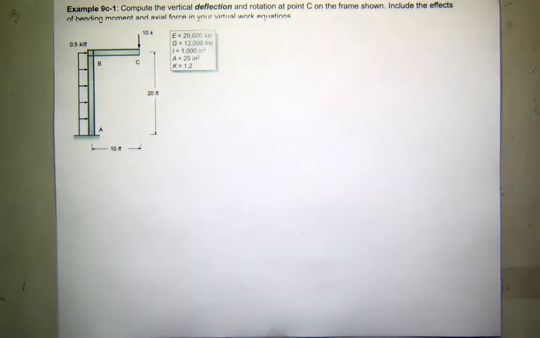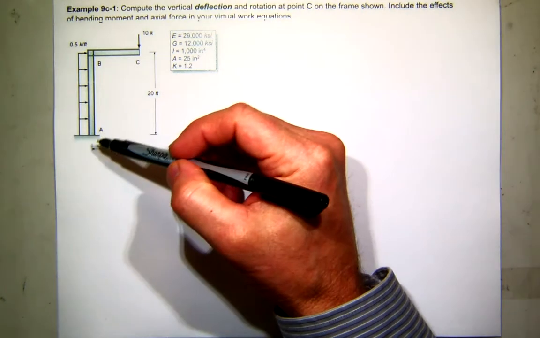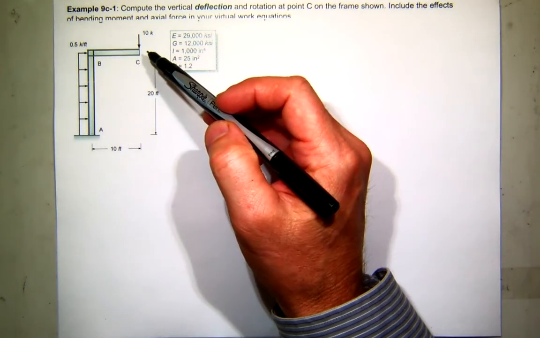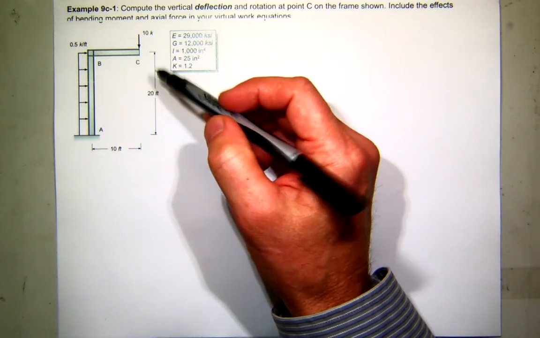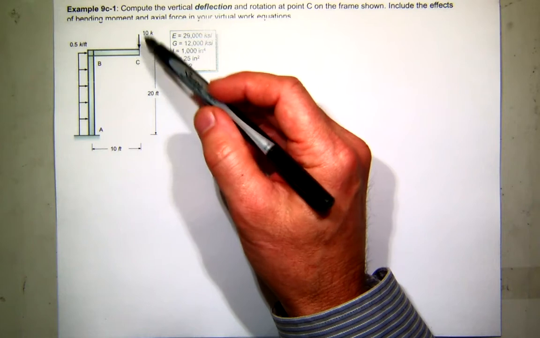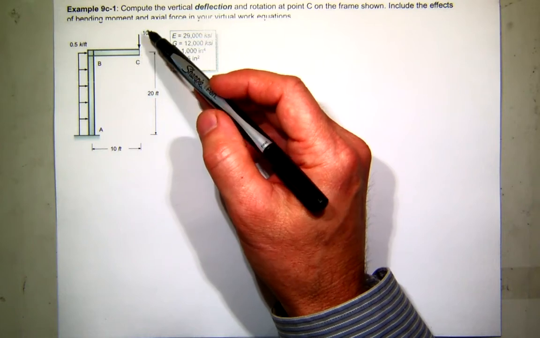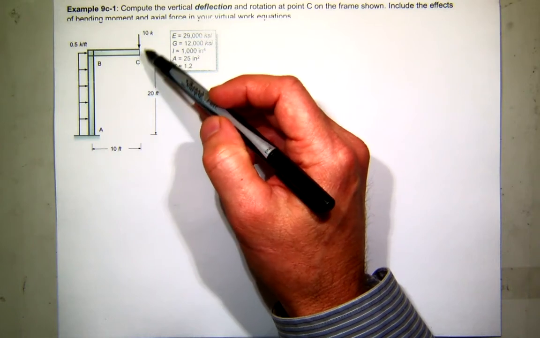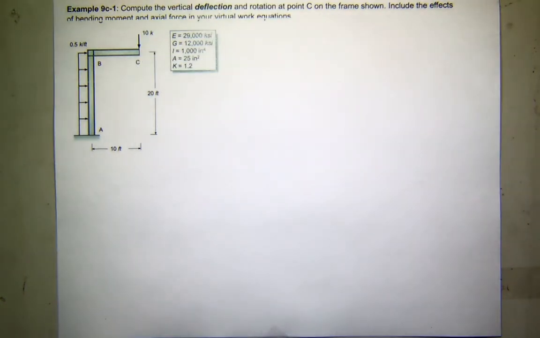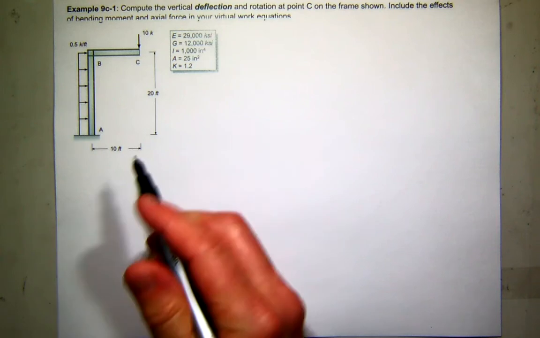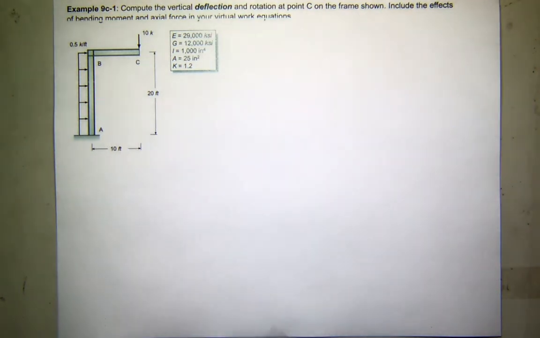You might remember for virtual work, we need to first write moment equations for the frame. Those will be our real moments, or moments due to the real loads. And then we'll come back and do our virtual system, which will be a unit load at C, and I'll assume it's down. Then we'll get those moments, form the products and do the integration, and we should be done. So let's start first with the real moments.